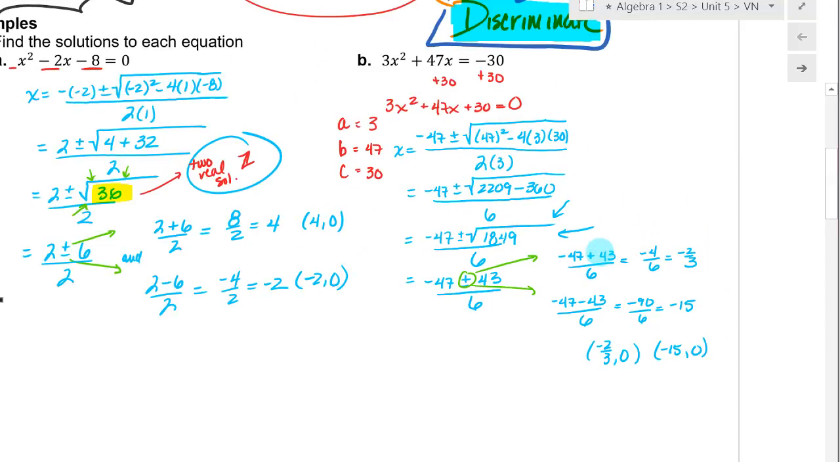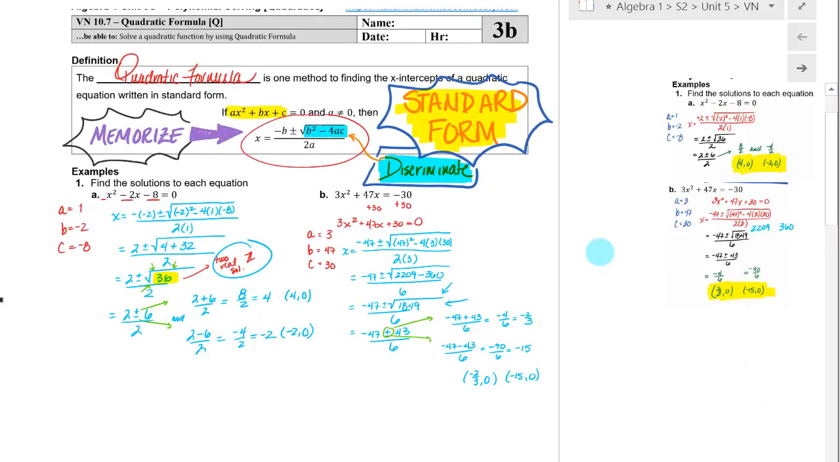So all said and done, you should have seen a couple of quick examples of how to use the quadratic formula. The nice and easy ones, which are rational, or Q, as we like to refer to them symbolically.